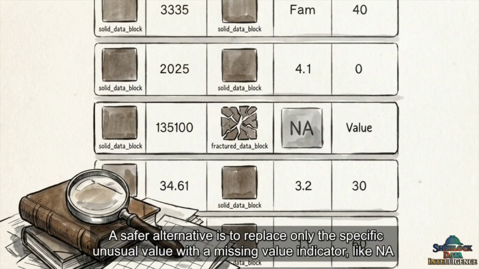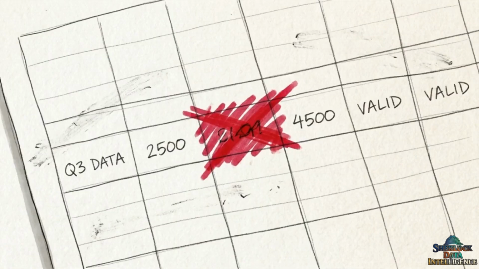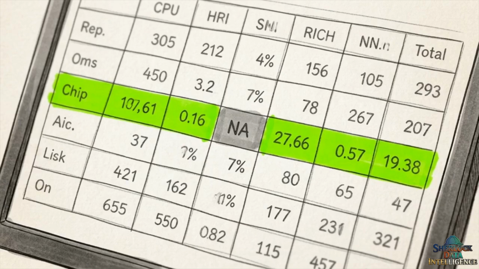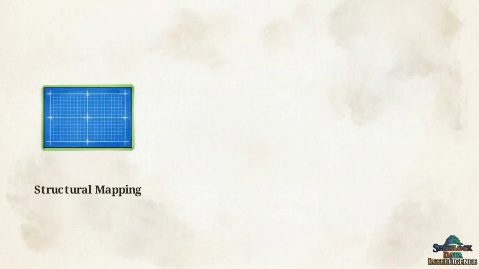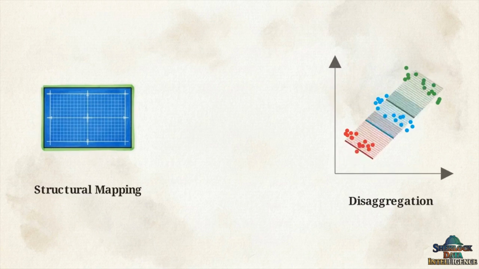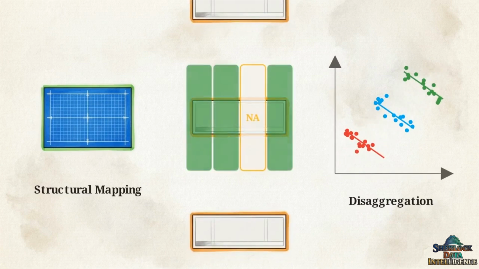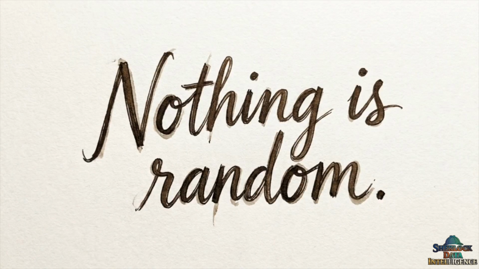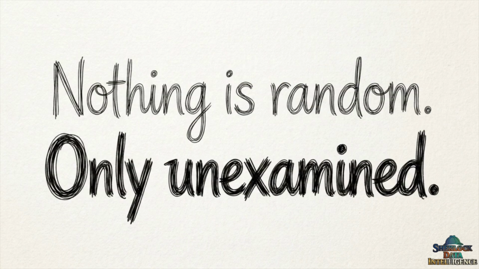A safer alternative is to replace only the specific unusual value with a missing value indicator, like NA. Isolating these anomalies preserves the surrounding evidence. It keeps valid data in that row available for future analysis, rather than throwing it away. We have successfully mapped the dataset structure, disaggregated hidden subgroups to avoid bias, and isolated damaged values without deleting the records around them. This workflow reveals that most outliers and paradoxes have specific logical causes. What initially appears to be random noise is often just a pattern that hasn't been examined yet.